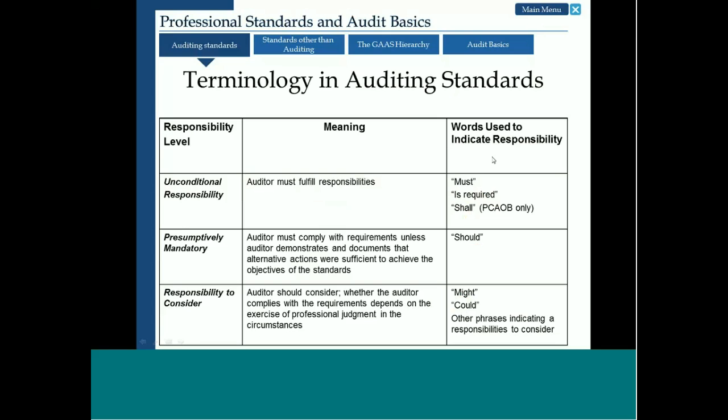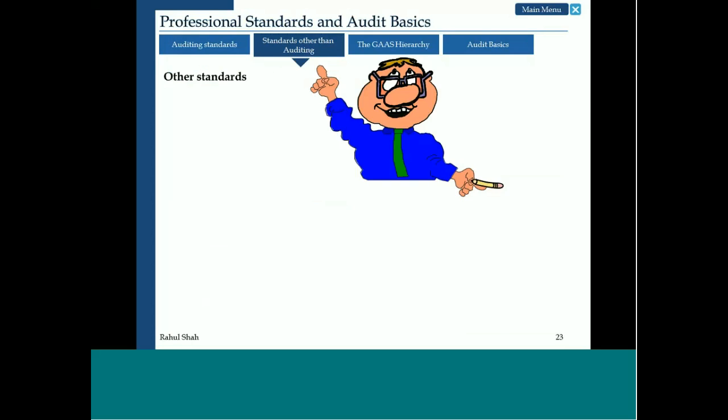So this is what different terminologies are used and how to interpret that particular terminology. And we understood GAAS now. Now what are we going to discuss? We understood GAAS. We understood AU sections. Now, other than GAAS or auditing standard, you have different standards for different services.